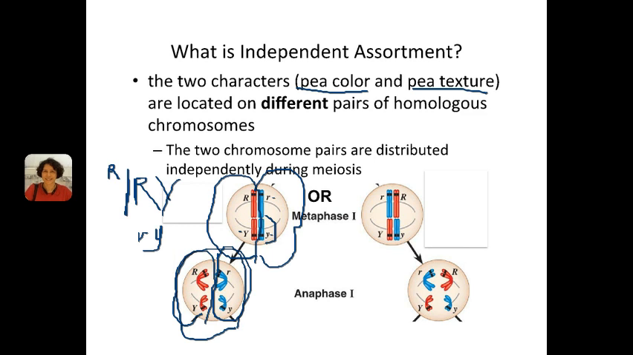Now let's look at a completely different event of meiosis. So we're going to make a line here to symbolize these are two independent meiotic events. And in this case, the distribution of the chromosomes was different.